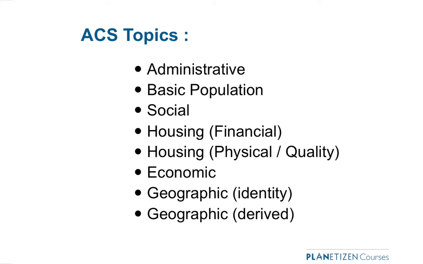The ACS topics basically mimic the topics we've talked about earlier: administrative data, basic population, social characteristics, housing, financial, housing physical, quality, economic, meaning employment, what's your job, what was income sources, what is your income, and then there are geographic data for every ACS product. What is the identity of the geography, and what are some characteristics, land area, for example, being derived from the geography.